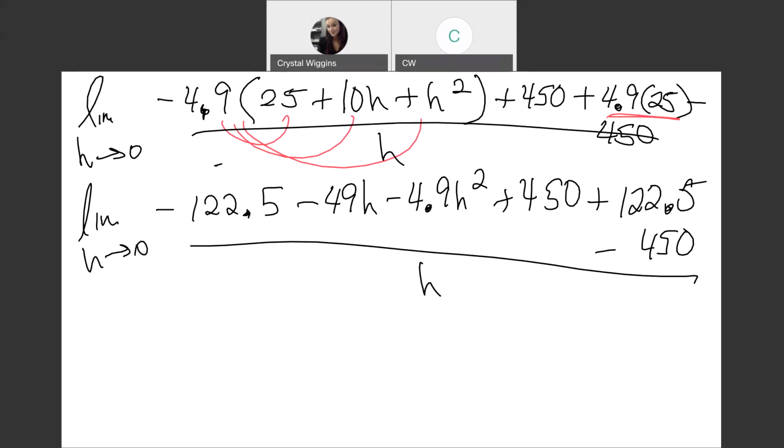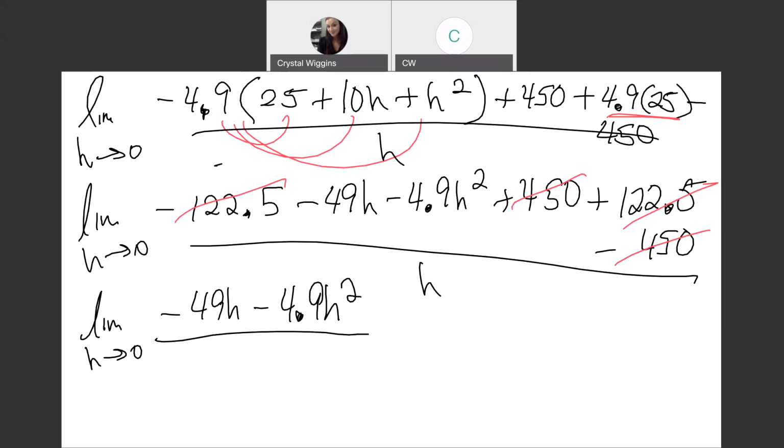So now I see I have a negative 122.5, which cancels with the positive 122.5. I have a positive 450 and a negative 450. This leaves me with all terms that have an h in them, which is exactly what we were looking for in order to eliminate the h in the denominator. So I have negative 49h minus 4.9h squared all over h.